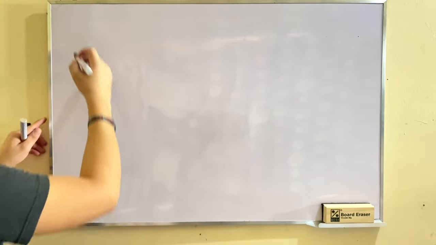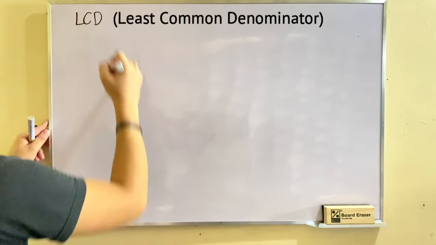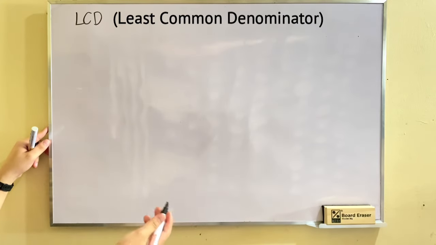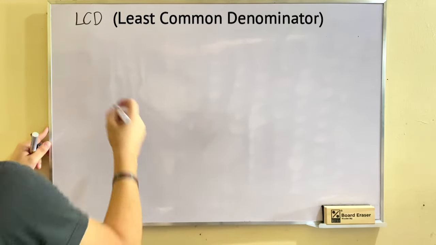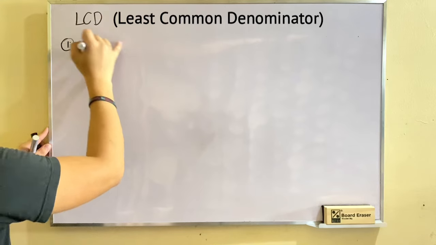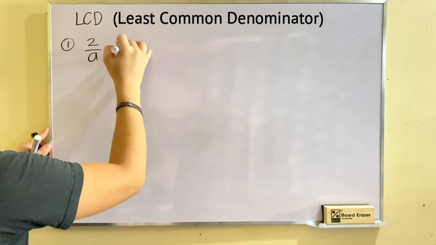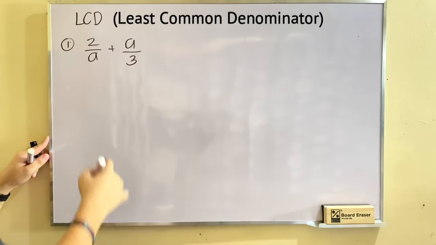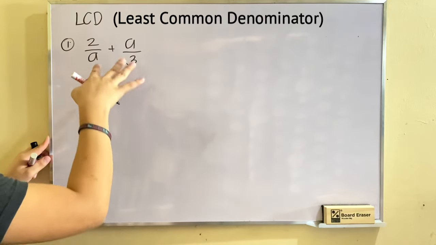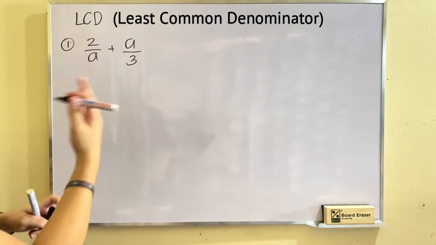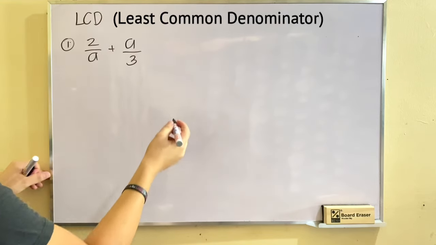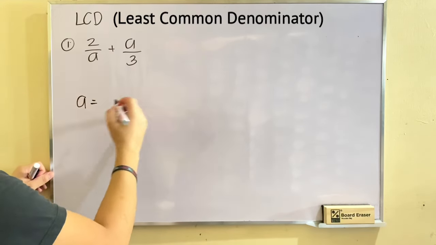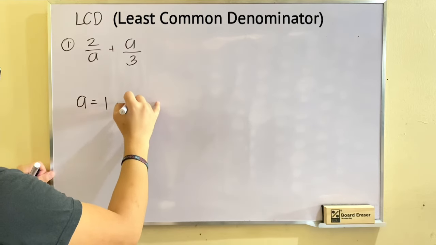Okay, na-discuss na rin lang natin ang LCD, which is mahalaga rin siya na maintindihan kasi gagamitin din natin siya mamaya sa ating rational algebraic equations. Let's have another example. 2 over a plus a over 3, ano ang LCD ng dalawang fraction or dalawang ratio? Ganun lang din yung process katulad ng ginawa natin kanina. Ano yung factor ni A? A is 1 times A.